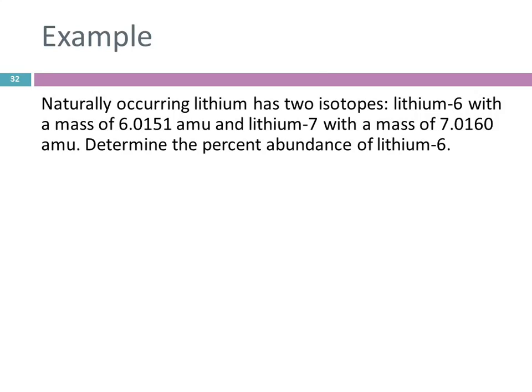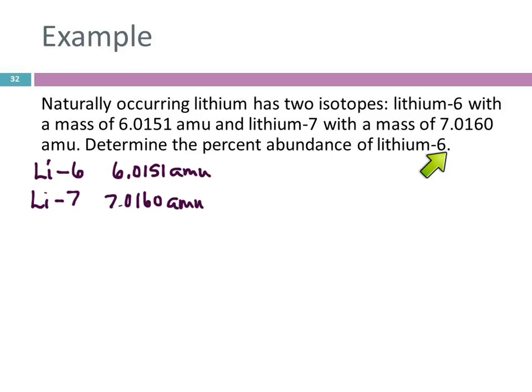Wrong buttons. Too many buttons. Okay. Lithium-6, and that has a mass of 6.0151 AMUs. And we've got lithium-7 with a mass of 7.0160 AMUs. And those are all the numbers they gave us. They're wanting the percent abundance of lithium-6.